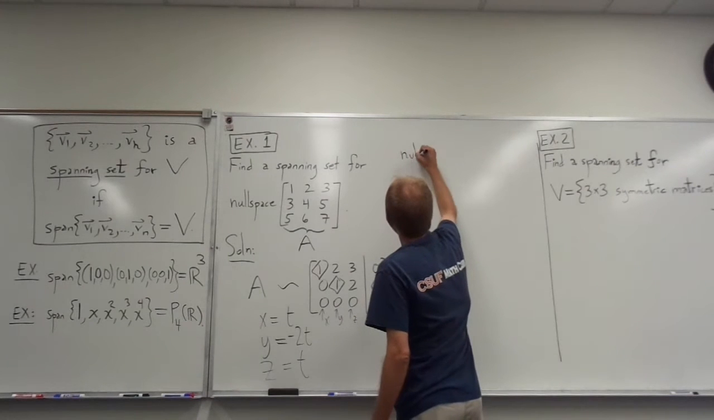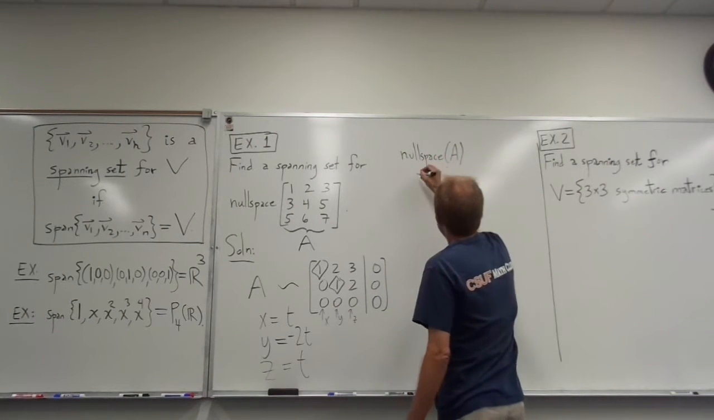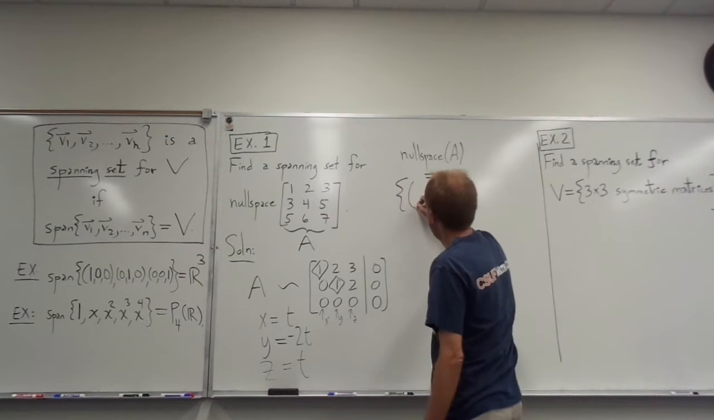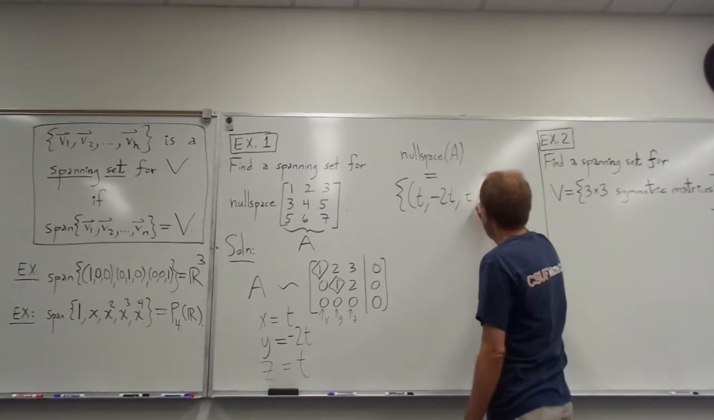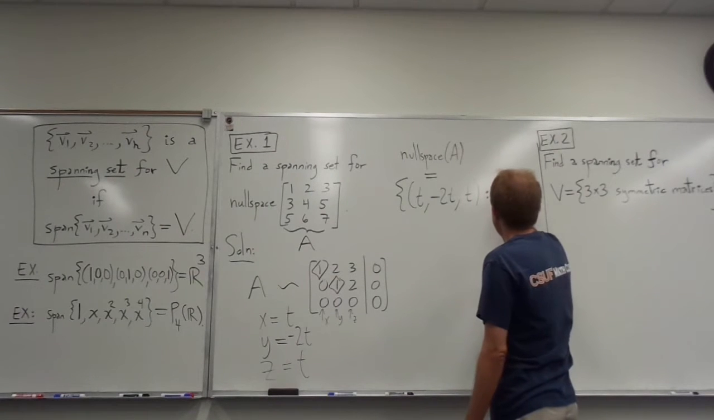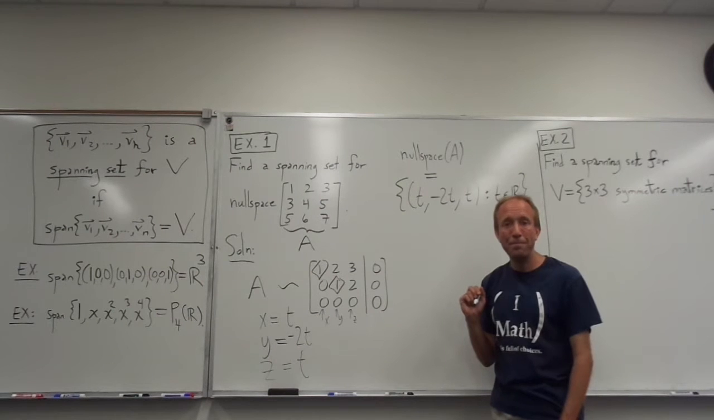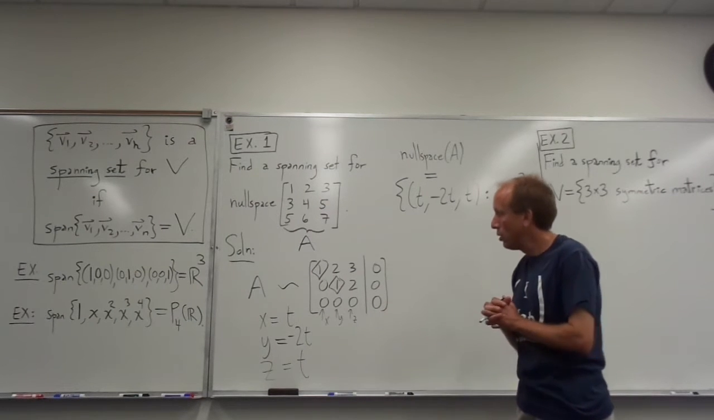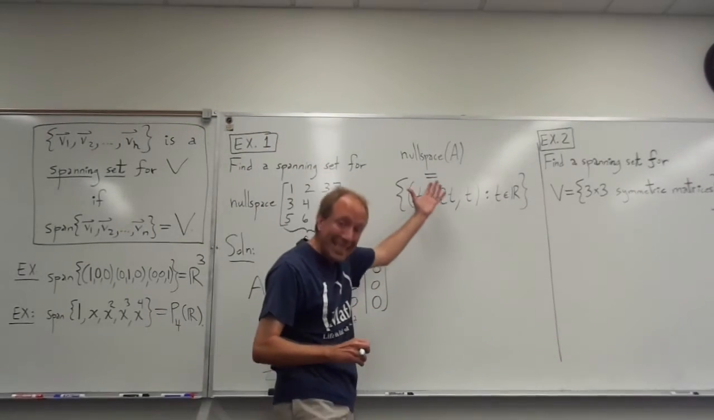So that just means that the null space of A is equal to the set of vectors of the form t, negative 2t, t, where t is a real number. That's the null space of A. Hopefully so far so good. But that's not a spanning set.